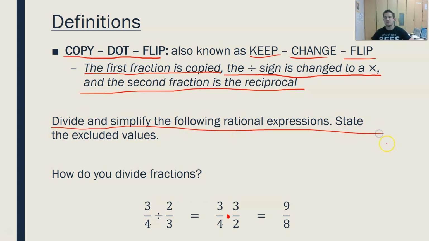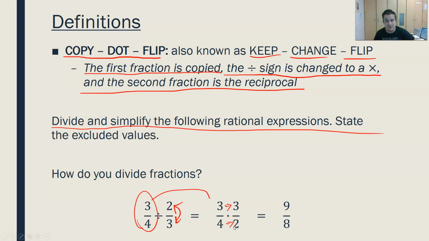So the instructions for these next expressions are going to be divide and simplify the following expressions and state the excluded values. So I have this problem, 3/4 divided by 2/3. When I have a division problem, I'm going to copy, dot, flip. So when I'm dividing fractions, I copy the first fraction, I put a dot to multiply, and I flip the second fraction. So this 3/4 divided by 2/3 turns into 3/4 times 3/2. When I divide fractions, I flip the second number. So 3/4 times 3/2, I multiply across the top, multiply across the bottom.